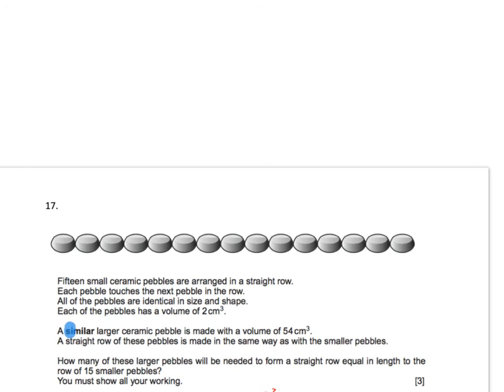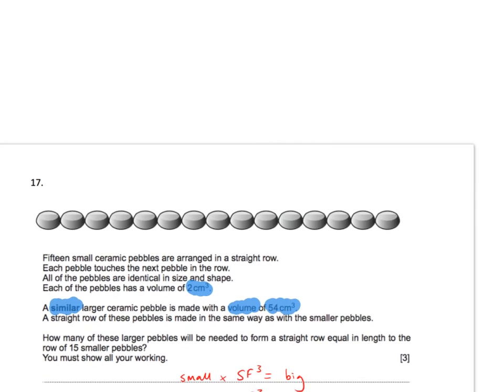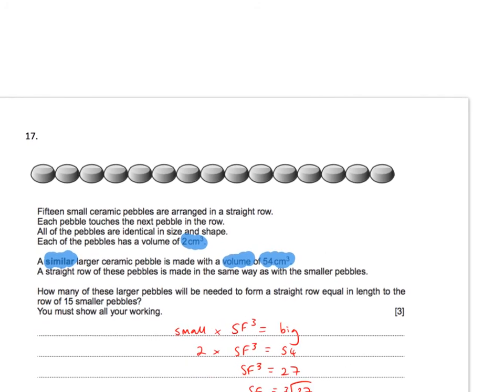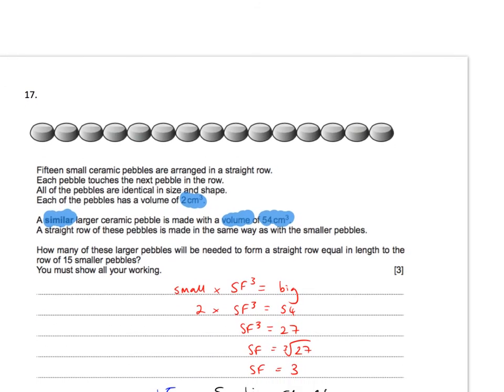The key word in this question, again, make sure you've read it and you're familiarised with what it's asking you to do. The key word is this. Similar questions, similar shapes even, must have a formula that we use. And we're working with volume here, and it tells us 2 volumes: 2 centimetres cubed and 54 centimetres cubed. So I've written the formula that we've been learning, which is small times scale factor cubed equals big. I've subbed into that, I've rearranged and found out the scale factor is 3.